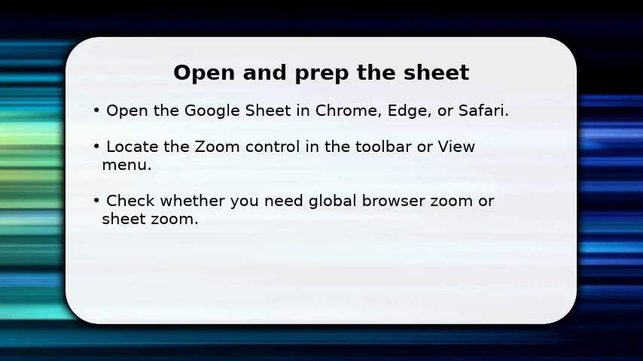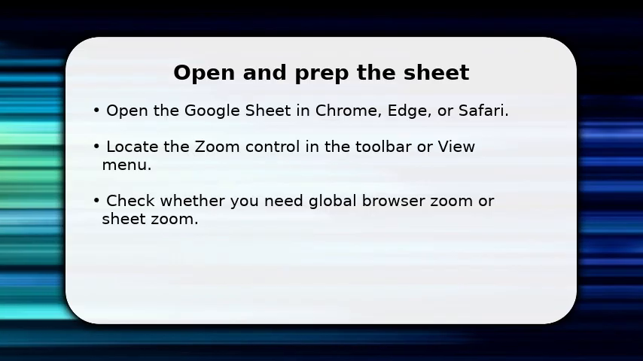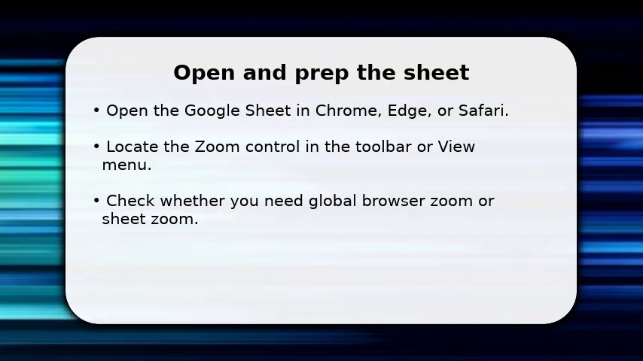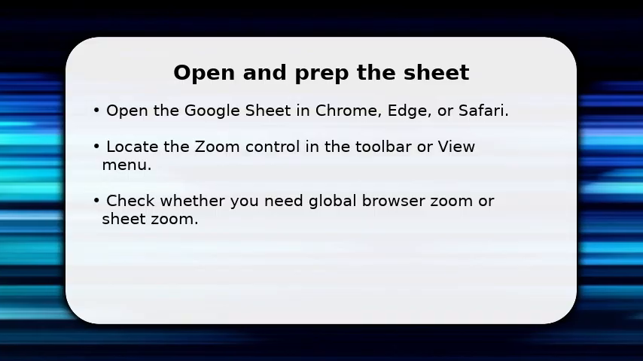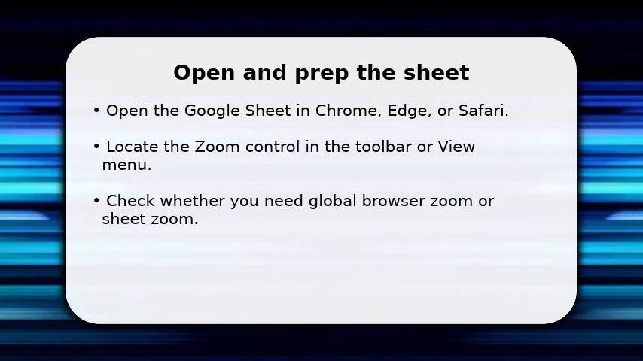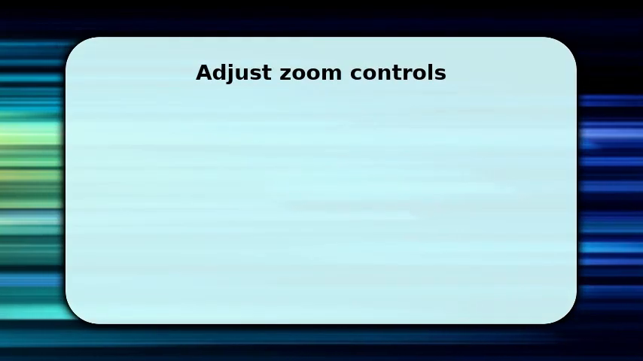You start by opening the target Google Sheet and making sure it's the active tab. Once done, confirm whether you need to change browser zoom or the sheet's own display zoom. Use the View menu or the small zoom indicator in the toolbar. If you don't see it, click the three-dot menu at upper right. You need this setup so the next steps adjust only what you intend, either the entire page or just the sheet's canvas.